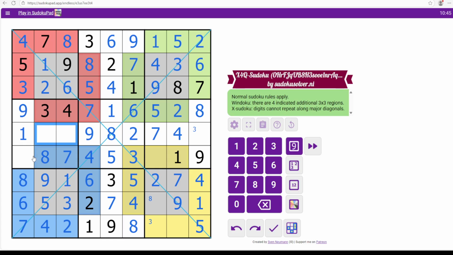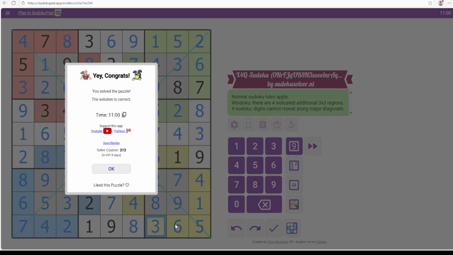We need that, those can't be 2, so 5 must go there, that must be 6, that must be 3, that must be a 6. Final one in row 8 is a 6, and then 8 and 3. And there we are. That is Windoku.